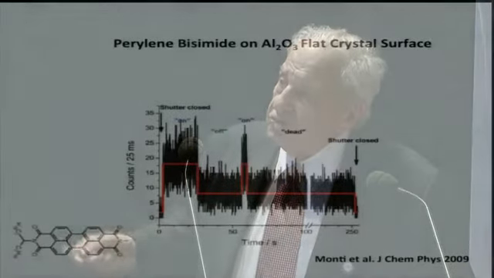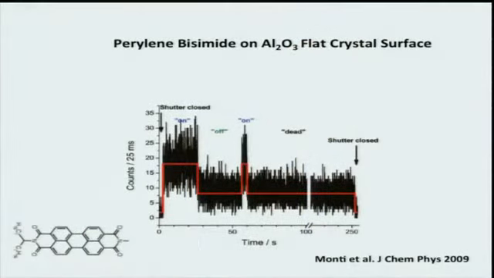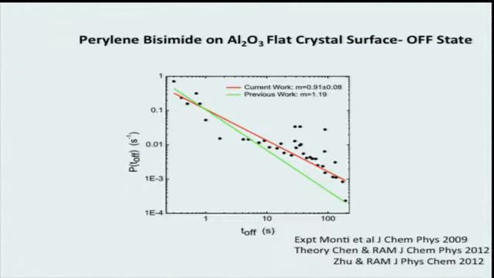Here's another one. This is the dark period of fluctuation, and this is light, and so on. This is actually on a beautiful surface, a flat aluminum oxide surface. I think it's the same thing. There are on and off periods and so on. I won't worry about that.